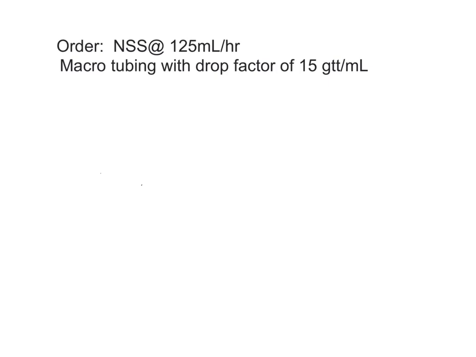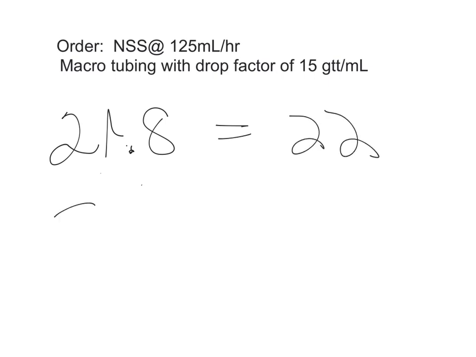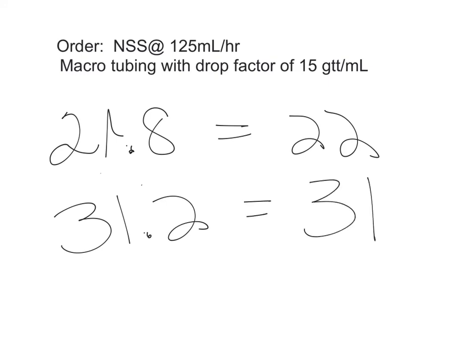Again, we're talking about basic 4th grade math here. So if the number you come up with, let's say, for sake of argument, you come up with 21.8, you round up to 22. If your number is more like 31.2, you're going to round down to 31. It's really not that complicated, but that's basically how we solve for gravity drip rates.